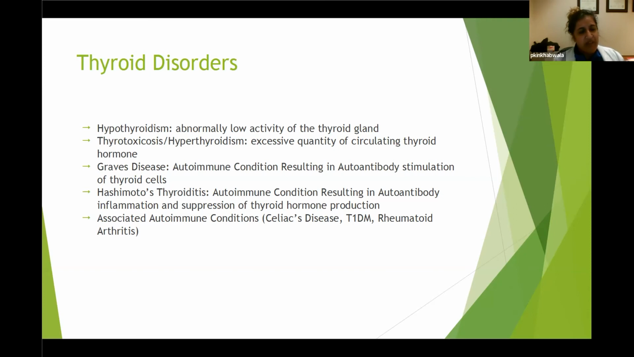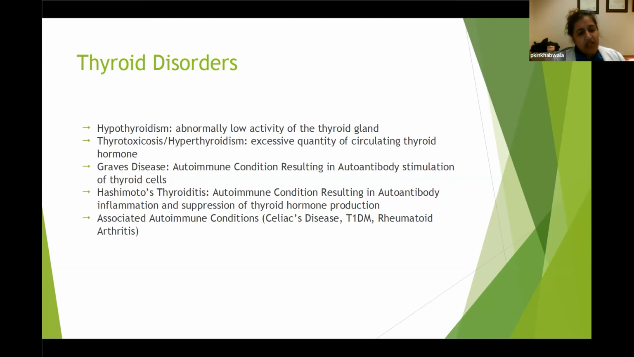Now, when we talk about thyroid function disorders, we're specifically talking about the overproduction or underproduction of thyroid hormone. So when we talk about hypothyroidism, that is what we consider to be abnormally low activity of the thyroid gland, producing less thyroid hormone. When we talk about hyperthyroidism or thyrotoxicosis, that is excessive thyroid hormone production, specifically increased hormone production and increased conversion of the storage to the active version of the hormone.